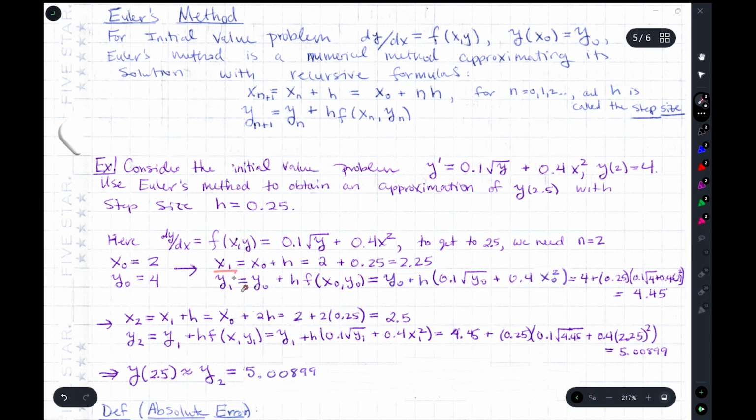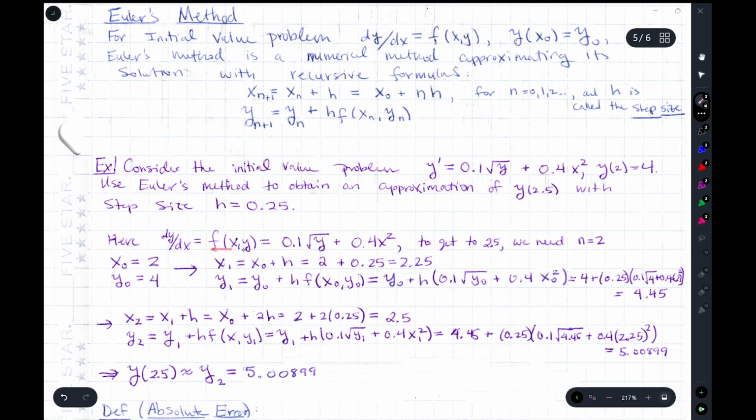You start the algorithm with the initial conditions, x naught equals 2 and y naught equals 4. Then to get x1, you have x naught plus h. So you get 2 plus the step size, and you get 2.25. y1 is y naught plus h times the slope function at x naught, y naught. So you plug in what you have from the previous step, not x1. And so you plug those values in.